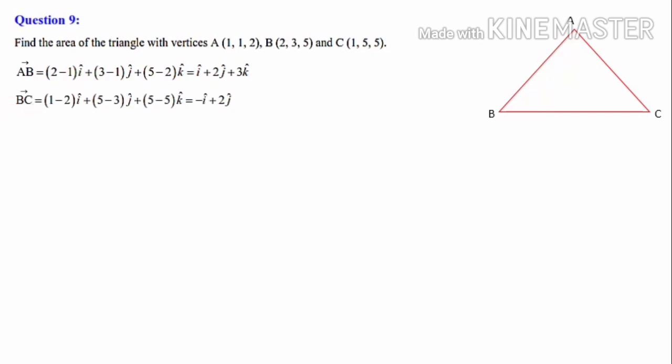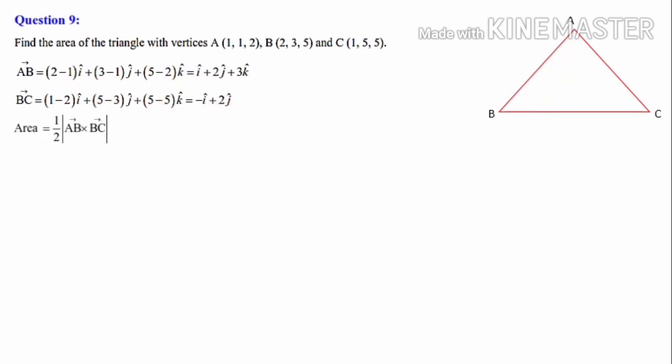Then we can calculate BC. We have to calculate two adjacent sides, so that's why we are going for vector BC. C minus B, that is 1 minus 2 into i cap, then 5 minus 3 into j cap plus 5 minus 5 into k cap. So 1 minus 2 is minus 1, so minus i, 5 minus 3 is 2, so 2j cap, and this is 0.